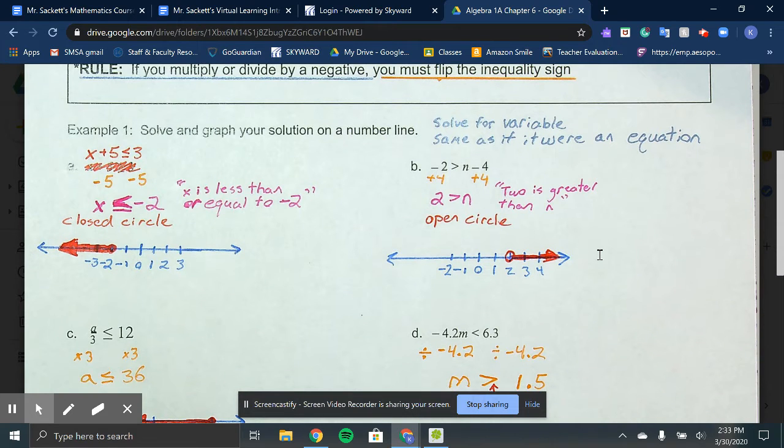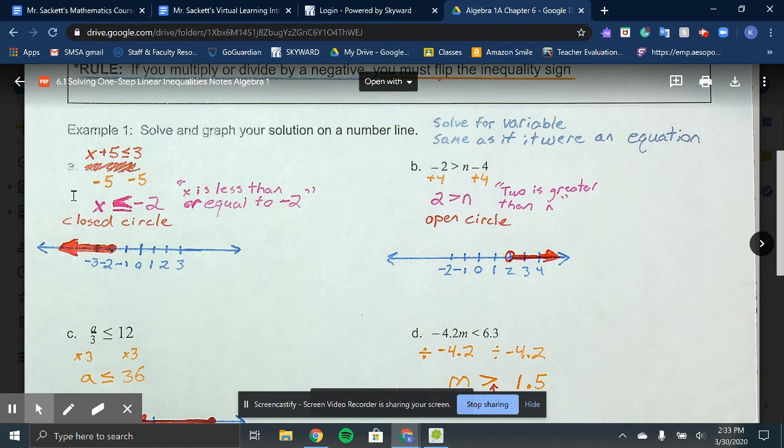All right, so looking at a couple examples here. Again, you want to just solve for the variable, same way as if it were an equation, just keep track of your inequality symbols. Now, I apologize, my example A here was slightly different than yours, so please change that on your sheet, if you do have a copy, to x plus 5 is less than or equal to 3. Then we want to get x alone, so we'd subtract 5 from each side. 3 minus 5 is a negative 2, so x is less than or equal to negative 2.